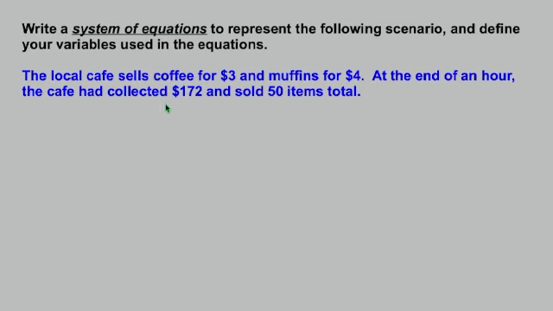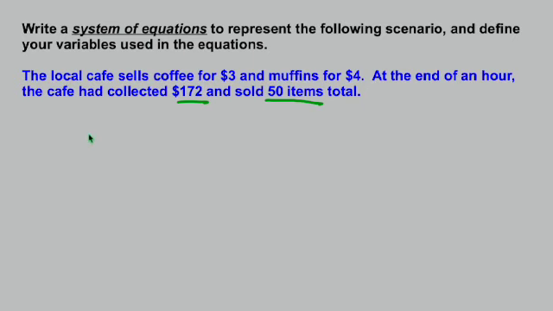So the setup is the local cafe sells coffee for $3 and muffins for $4. At the end of an hour, the cafe had collected $172 and sold 50 items total. So a couple things here. Our equations are going to have to do with, first, the amount of money that came in and also how many items were sold. So that's going to help us set up those 2 equations.